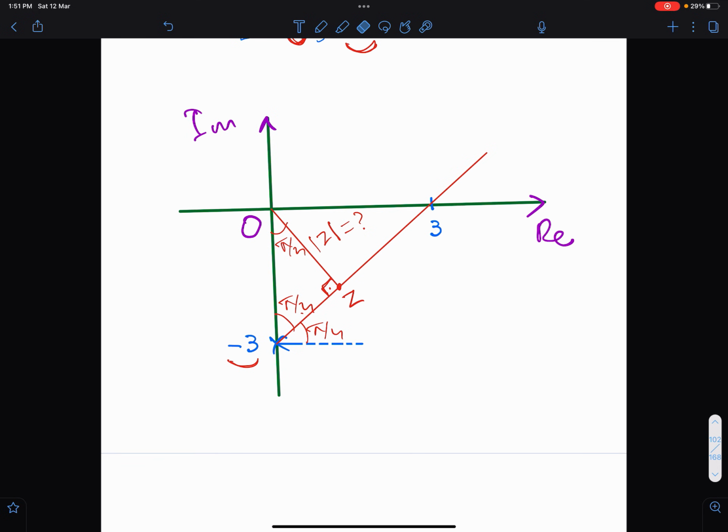Let me show you the fair solution of this question. Wait a minute, please.